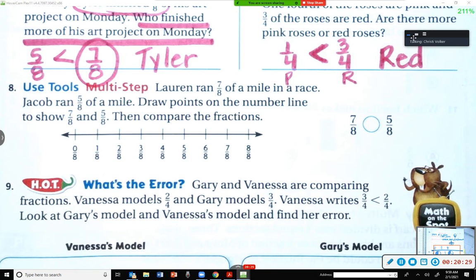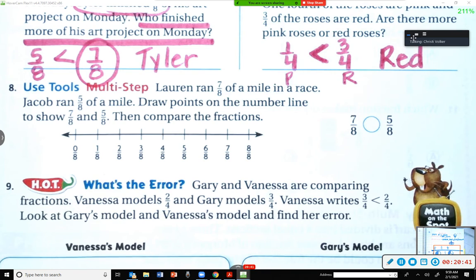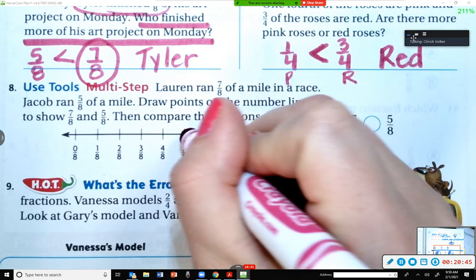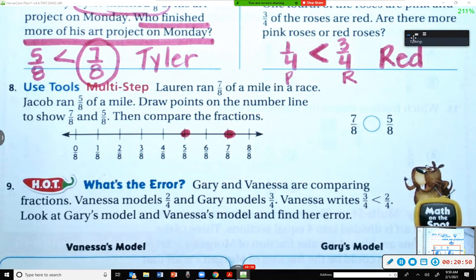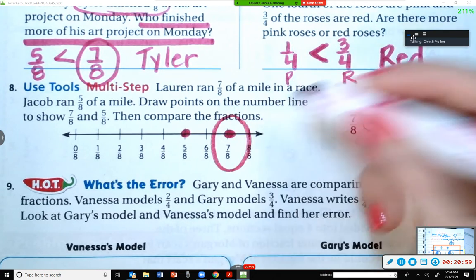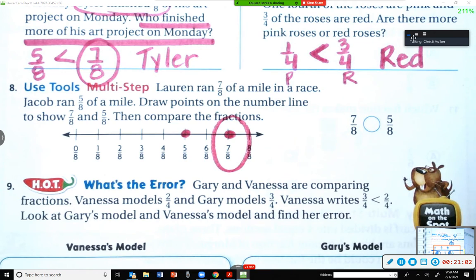Okay, number 8. Lauren ran 7/8 of a mile in a race. Jacob ran 5/8 of a mile. Draw points on the number line to show 7/8 and 5/8. Then compare the fractions. So we should put a point on 5/8 and 7/8. Can we tell which one's greater on the number line? Ooh, Bryson, what do you think? 7/8 is greater because it's further down the line, right?